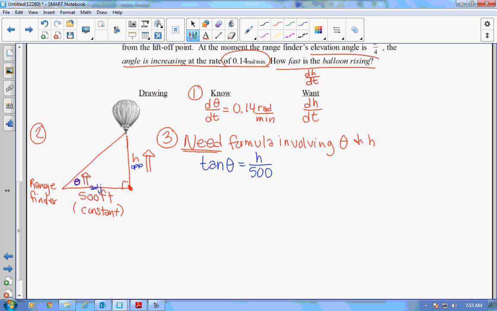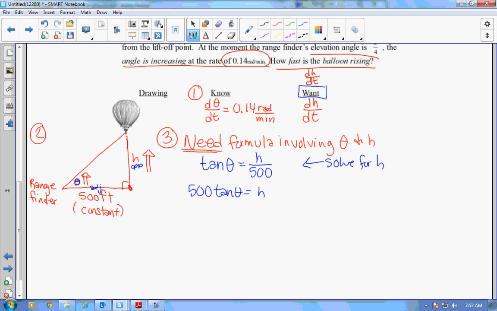Okay, and we're going to solve because of what we want. We don't want d theta dt. We already know d theta dt. We want dh dt. So this guy we're going to solve for h, because that's what we want. And then we can take the derivative and find dh dt. So h, isn't that just 500 tangent theta? Okay, step 4, I've already told you, and you can read it there in your book.